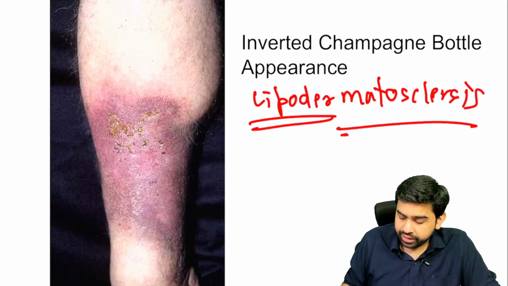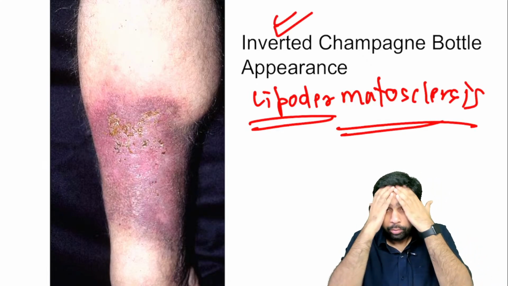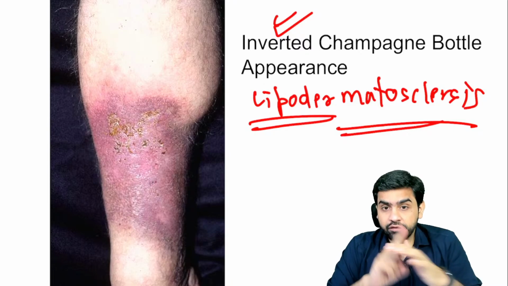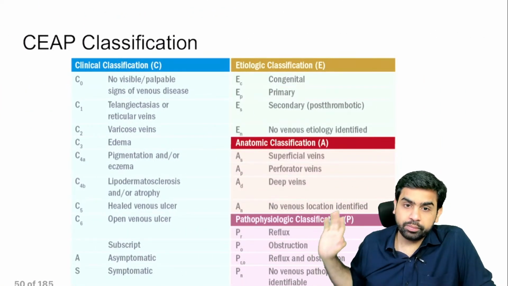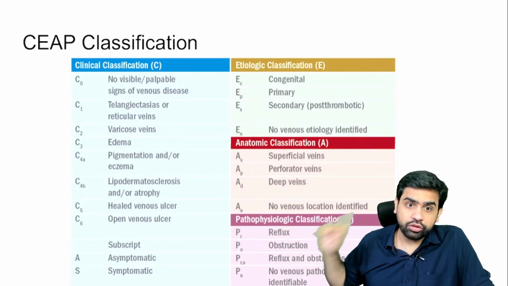Lipodermatosclerosis. Here what you basically get is an inverted champagne bottle appearance in lipodermatosclerosis. I hope you have understood this particular point. This is the CEAP classification. We just talked about that.